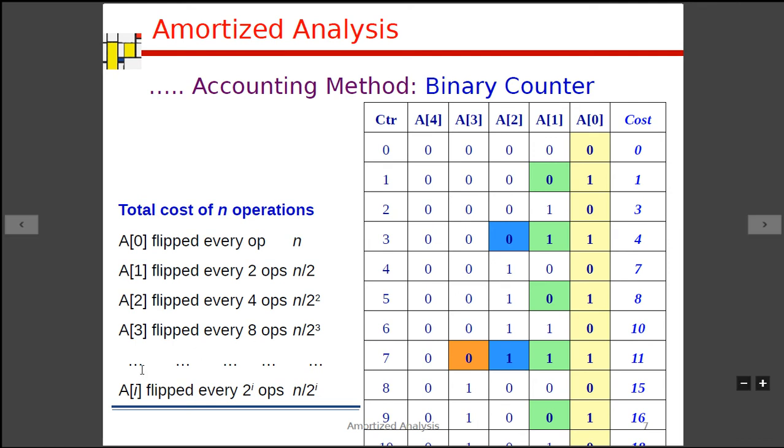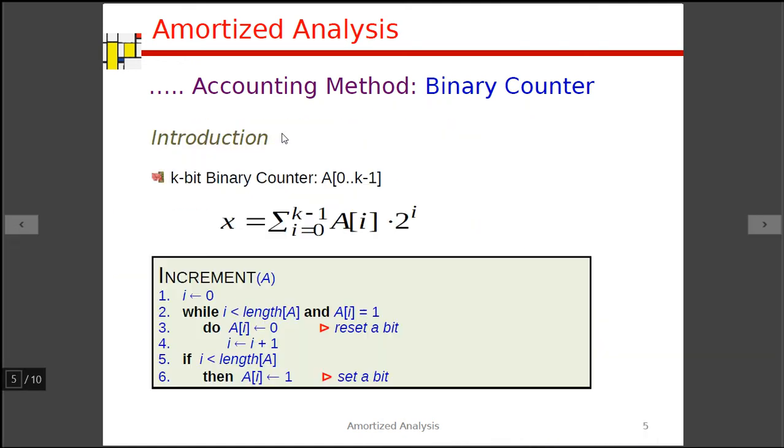As a conclusion, we can identify a of i will be flipped every 2 raised to i operations, that is n by 2 raised to i. So here you can understand a 4-bit binary counter. The 4-bit binary counter will give values from 0 to 15 or 1 to 16, that is 2 raised to 4. So this is the rate of change of all the transactions in an n-bit binary counter. Let us go back and try to understand this particular example.